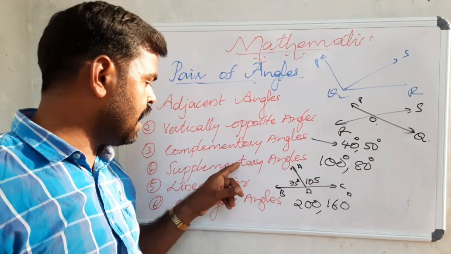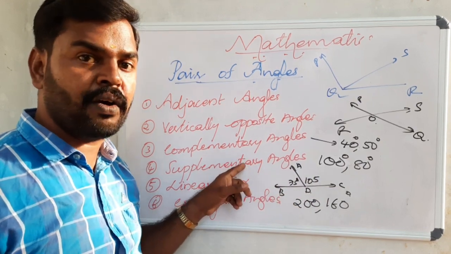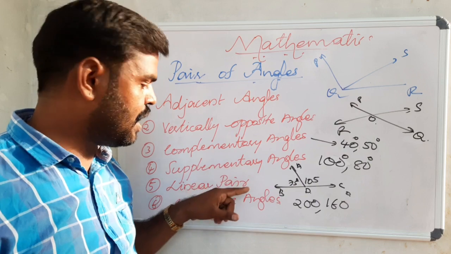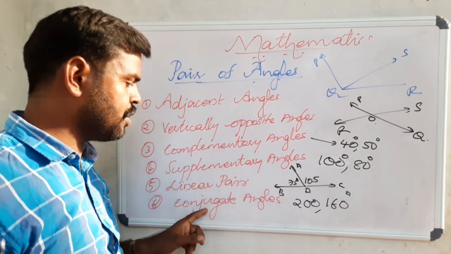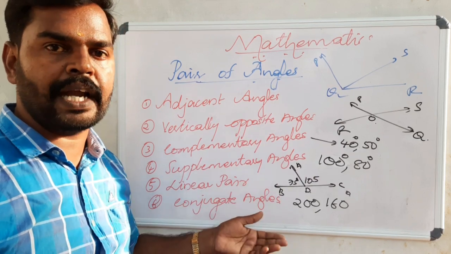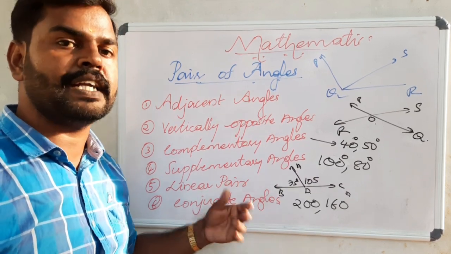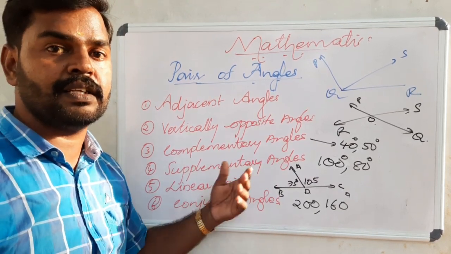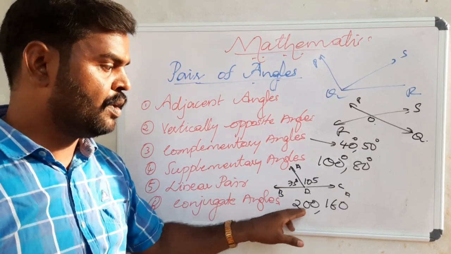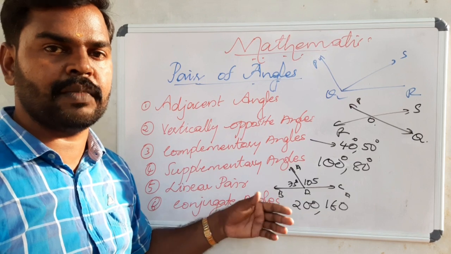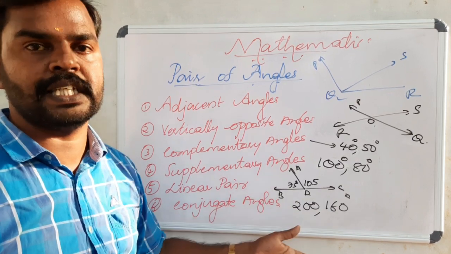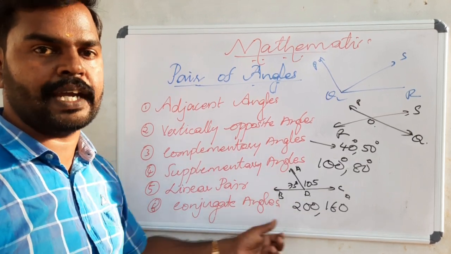Note the point: all supplementary angles may or may not be linear pairs, but all linear pairs are supplementary angles. Last we discussed conjugate angles. The sum of two angles is 360 degrees, then that type of angles are called conjugate angles. 200 plus 160, total 360 degrees. So conjugate angles are nothing but the sum of two angles being 360 degrees.